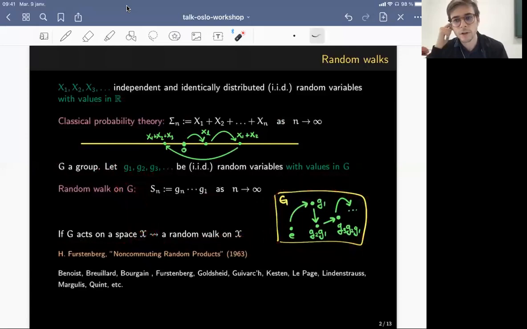So this is also a somewhat classical topic, not as classical as classical probability theory, but it is well studied. Maybe the seminal paper in the topic is this paper by Furstenberg, Non-commuting random products, from '63, and that is where the first fundamental theorems about these things were proved. But this is a very active topic that has a long history, and many important people have worked on related problems. So this is the main topic today: to study this random walk and some induced random walks on spaces where the group acts.